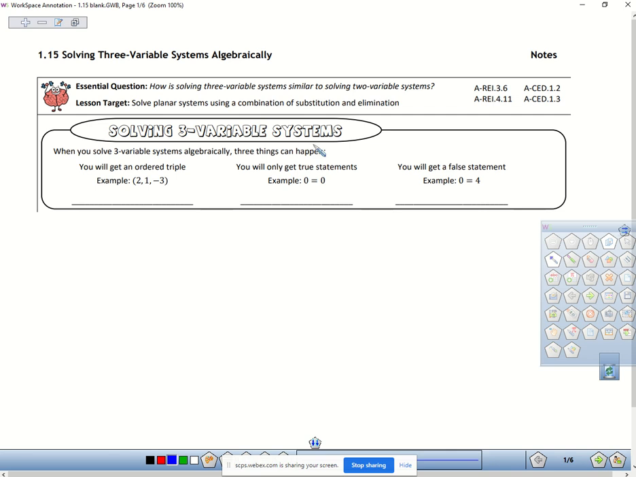So oftentimes when you're solving three variable systems, you're going to be using a combination of substitution and elimination. You're not going to be strictly using one or the other. Oftentimes, you totally can, but sometimes the easiest route is to kind of mix them together. So let's talk about what a three variable system is.